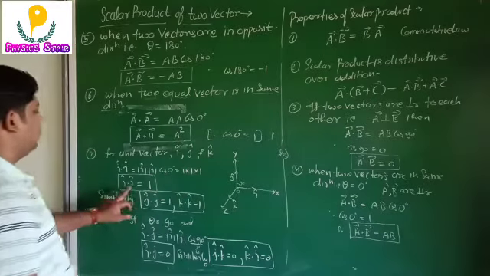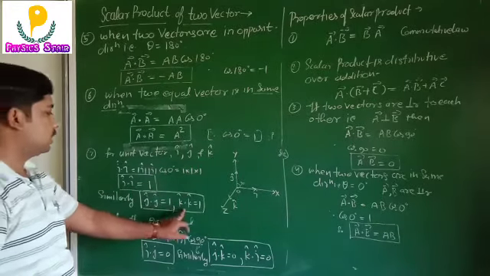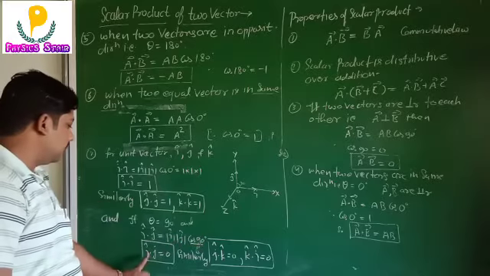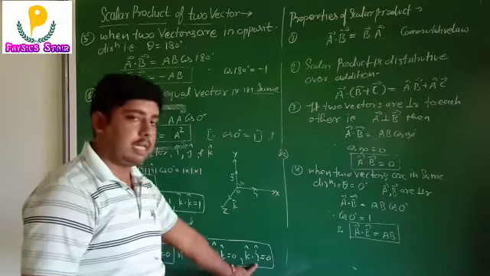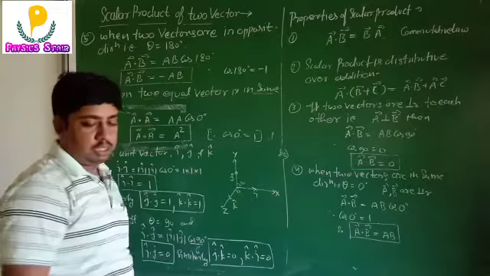So I dot I is equal to 1, J dot J is equal to 1, K dot K is equal to 1, I dot J is equal to 0, J dot K is equal to 0, and K dot I is equal to 0.